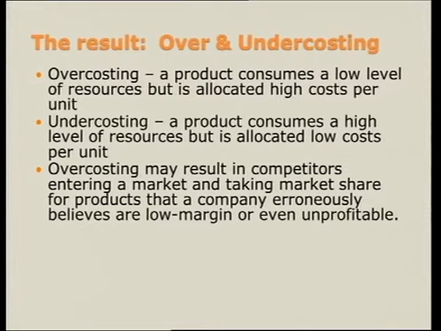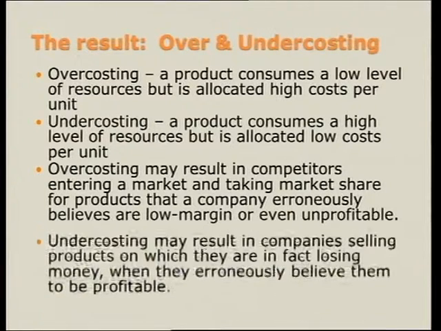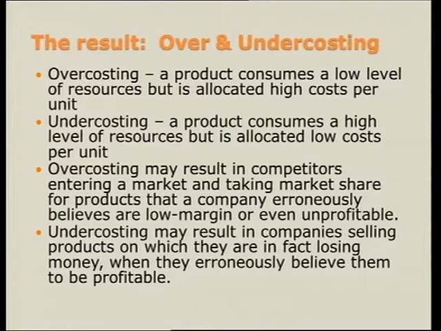Overcosting may result in competitors entering a market and taking market share for products that a company erroneously believes are low margin or even unprofitable. Undercosting may result in companies selling products on which they are in fact losing money when they erroneously believe them to be profitable. So this shows you that you can be making seven different things in one factory, and each one of these can cost you a completely different set of costings.